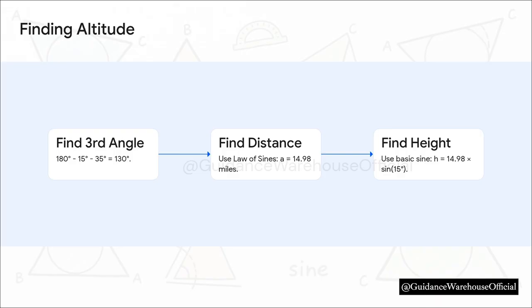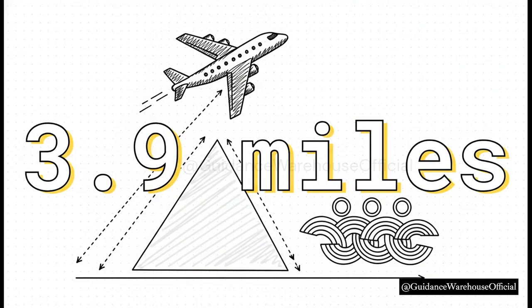Now, notice what just happened here. The law of sines acted as a bridge. It gave us the hypotenuse for a brand new right-angled triangle. Step 3, now we just use basic right triangle sine. The final height is 14.98 times the sine of that 15-degree angle. And there we have it. The final altitude of the aircraft is exactly 3.9 miles. That is the immense real-world power of understanding oblique triangles. You just went from an unsolvable geometric puzzle to precisely tracking a commercial aircraft in the sky, all by understanding how a few ratios balance each other out.